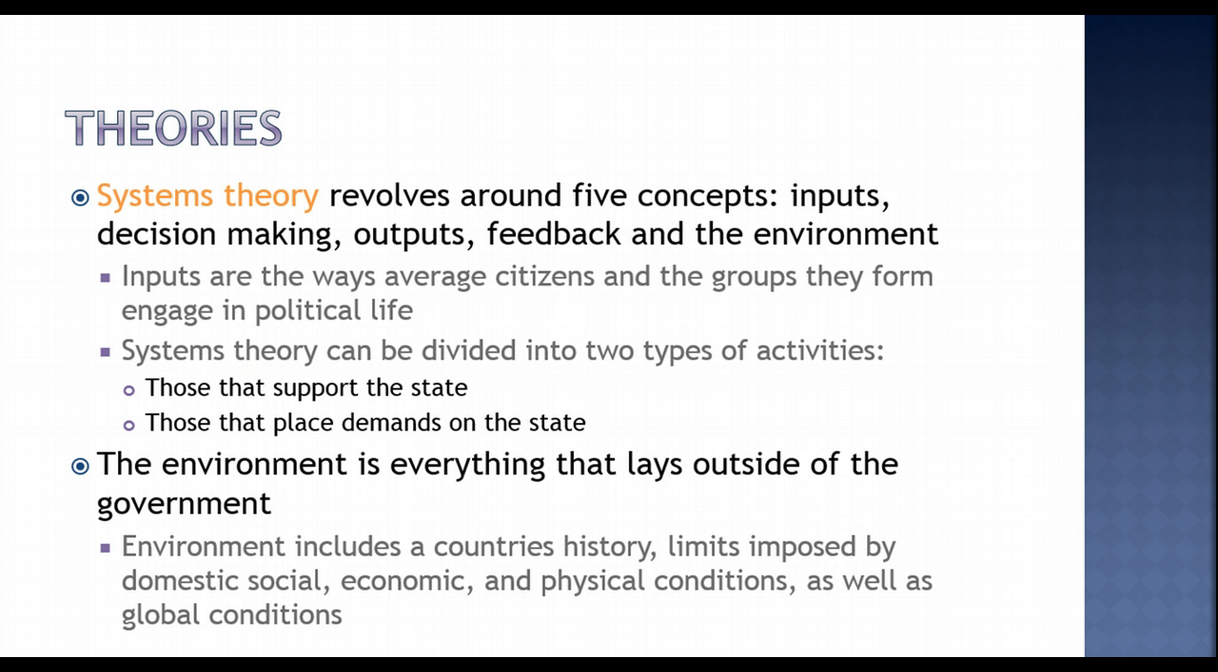All right, systems theory. Systems theory revolves around 5 concepts: inputs, decision-making, outputs, feedback, and the environment. So when we look at all these different things, inputs are the way that average citizens and the groups they form engage in political life. Whether it be through voting, through protest, through media, all of these different things are inputs, different ways in which the people within a society can tell the government why they want what they want.